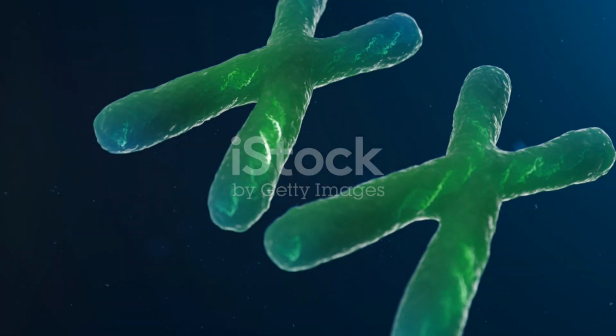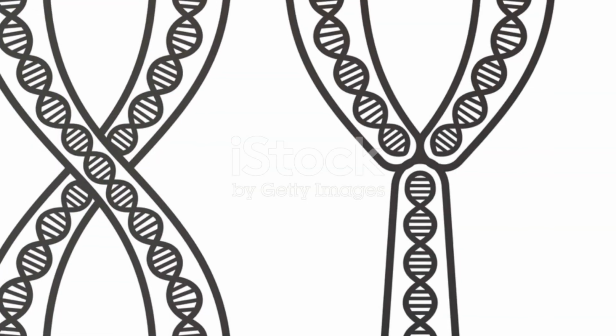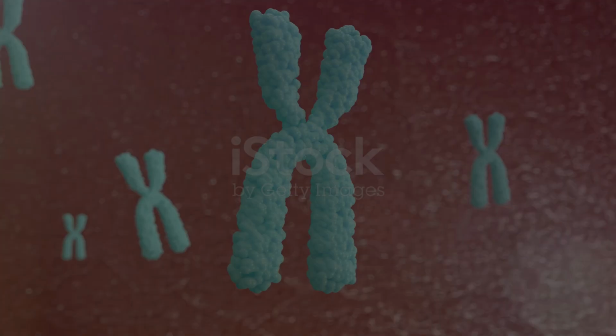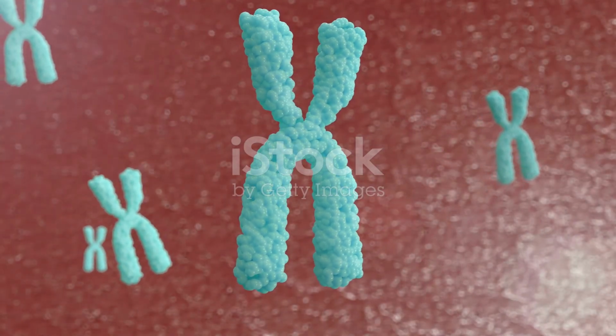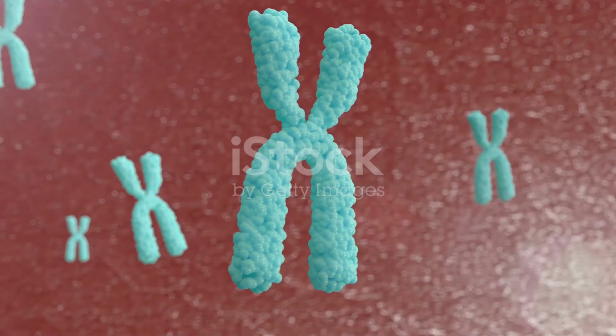Most pairs looked the same, but one pair was different. In some individuals, both chromosomes looked the same. In others, one was smaller. Scientists named these X and Y. They linked them to biological sex. XX meant female, XY meant male. This discovery was groundbreaking. It gave us a genetic basis for sex determination.